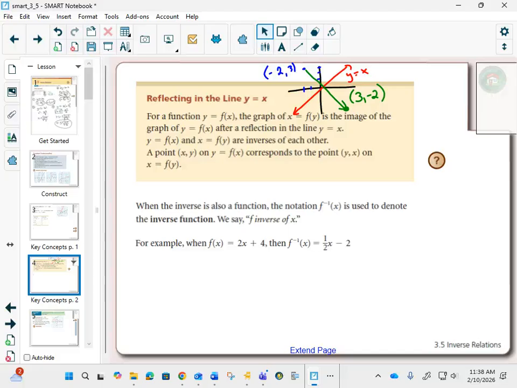Okay? And what the inverse function does is it undoes the original function. So we're going to look at this 2x plus 4 and the f inverse 1/2 x minus 2 a little bit to see how this works. And sometimes when I'm talking about functions, I actually like to draw little function machines.